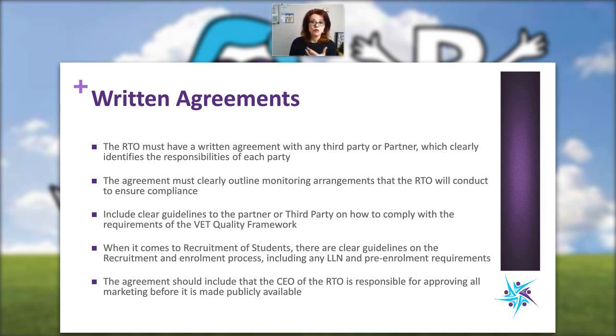If they're conducting L&N assessments, which depends on the qualification, what they're doing and what level the students are, if they've got pre-existing skills or not, they should be conducting L&N assessments as well. How are you ensuring that that third party will comply with the L&N assessments? That should be included in the written agreement with that third party. The agreement should include that the CEO of the RTO is responsible for approving all the marketing before it's made publicly available. We have that policy and procedure in our manual.